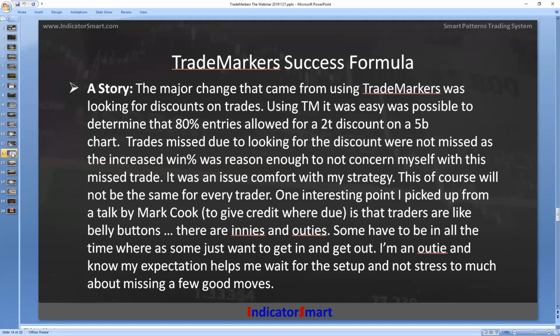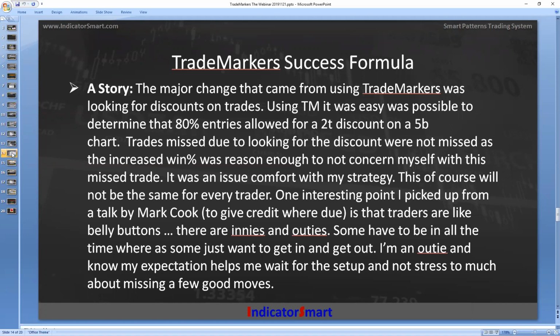Trades missed due to looking for the discount were not missed, as the increased win percent was reason enough to not concern myself with this missed trade. It was an issue of comfort with my strategy. This, of course, will not be the same for every trader. One interesting point I picked up from a talk by Mark Cook is that traders are like belly buttons. There are innies and outies. And this is actually core to our discussion today, innies and outies. I'm kind of an outie myself. I like to go in, grab it, and get out.